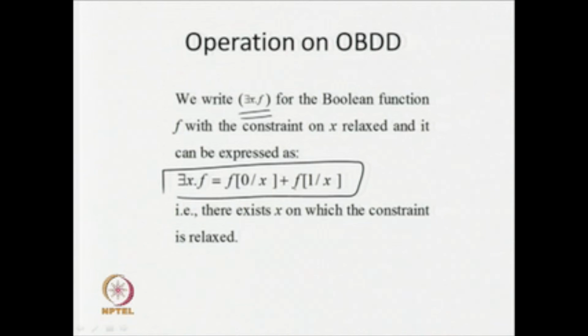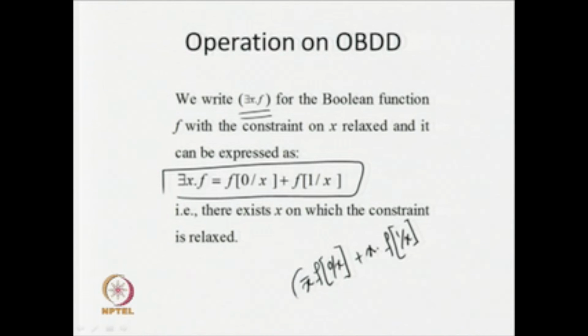So, it is very simple. What is the Shannon expansion? Basically, we are going to say that if x equal to 0, then we evaluate f with respect to x equal to 0, or x equal to 1, evaluation of this particular function by x equal to 1. Now, I want to relax the function, either x equal to 0 or x equal to 1.